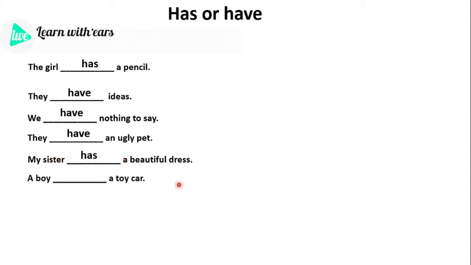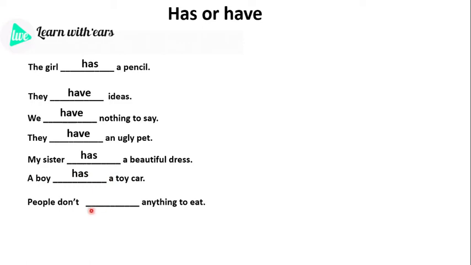Next sentence, a boy, a toy car. A boy has a toy car. Because boy is singular noun. We use a with singular noun. So we use has.